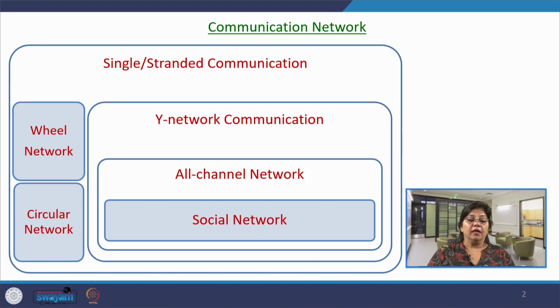The first is single or strand communication, then wire network communication, wheel network communication, circular network communication, and all channel network or social network. Social network is a recent channel of communication which has a very important role of technology in making the organization more effective and functional. So, we will discuss one by one how each network functions in any organization.